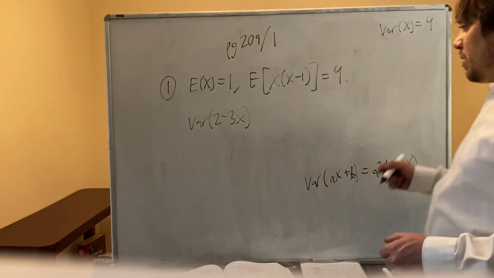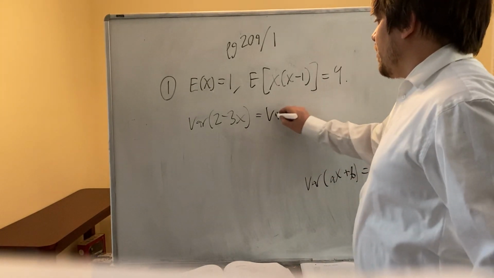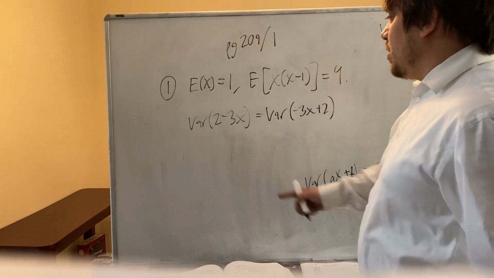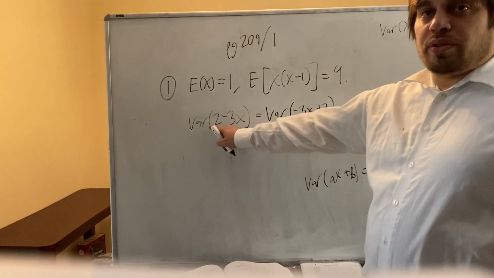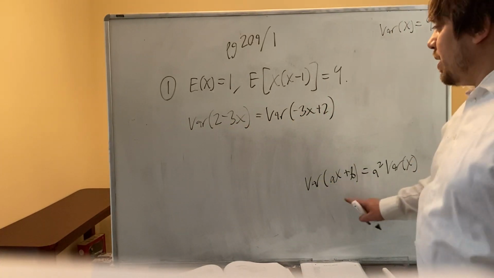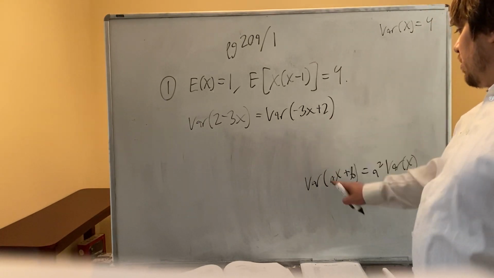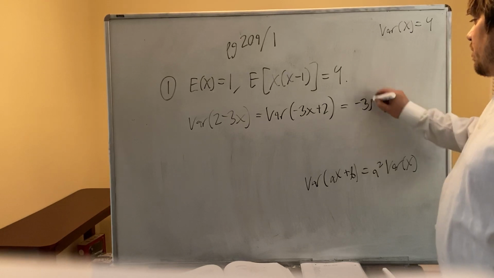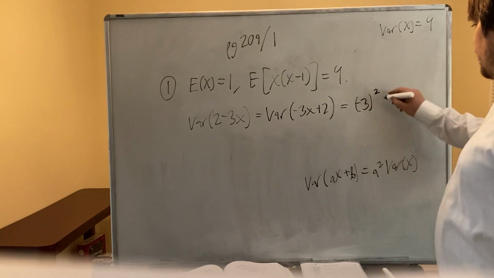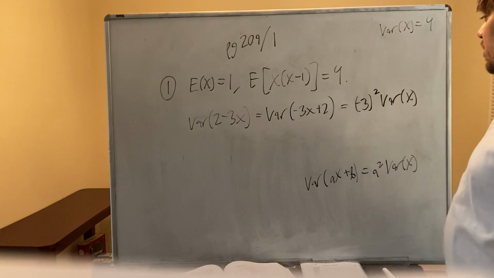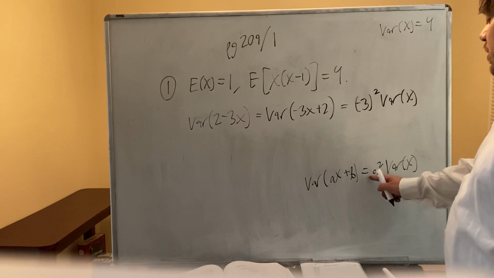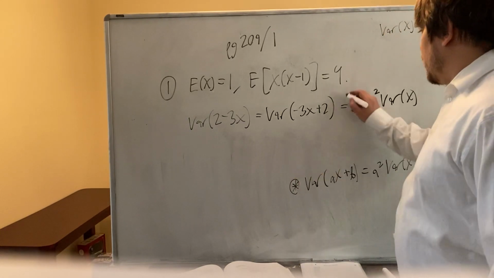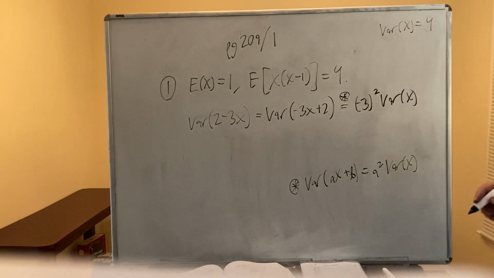So in this case, this is the variance, rearranging the terms, of negative 3x plus 2. The negative 3 is the a, not the 2. Even though the 2 is in front here, the 2 is the b, the a is the negative 3. A is negative 3, b is 2. So this is equal to negative 3 squared times the variance of x by this equation, right? This is equation star. And so that justifies this equality.